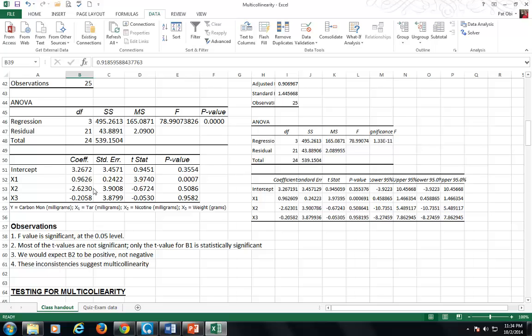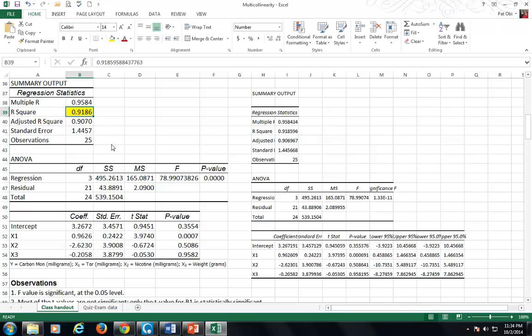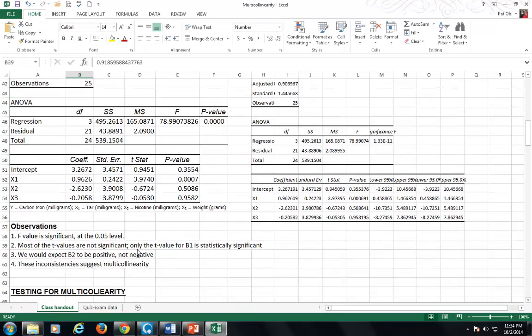But look here at the t-values of the independent variables. Look at their corresponding p-values, and we see here that most of the t-values are not significant, even though we have such a huge R squared right there. As you can see, only the t-value for b1 is statistically significant. b1 is the coefficient for x1. x1 is tar.